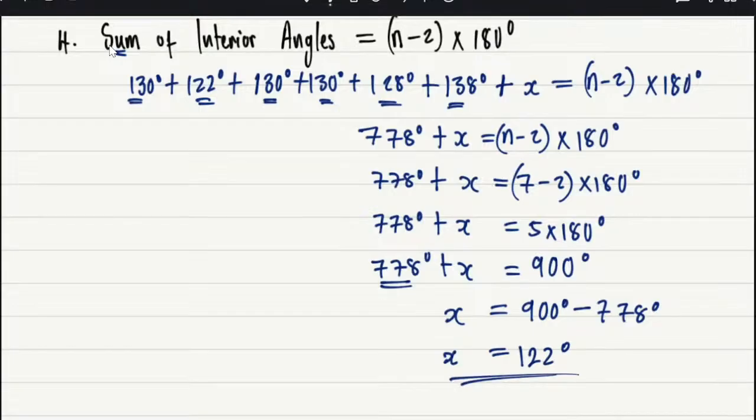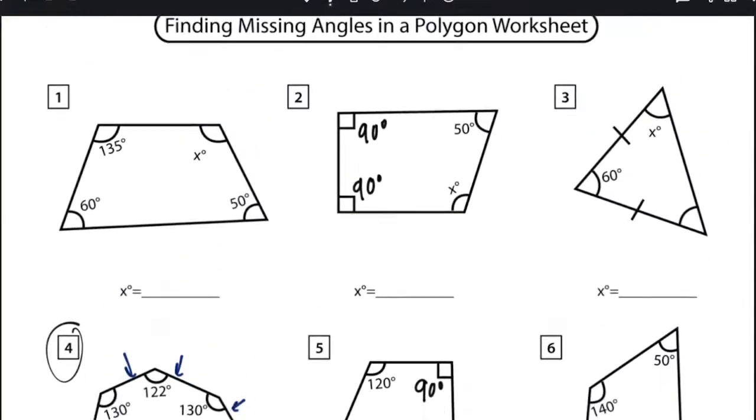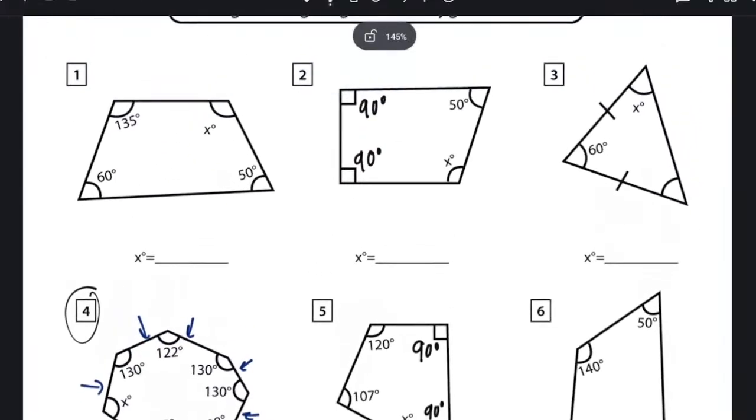What is the first thing you should write? Sum of interior angles will be equal to n minus 2 times 180 degrees. Are we together? Anyone with a question? Good. So I'm going to send you this. You do everything for me, then you can give me the answer. Number 3, you don't have to do it. It's crazy. But you do all the other ones.